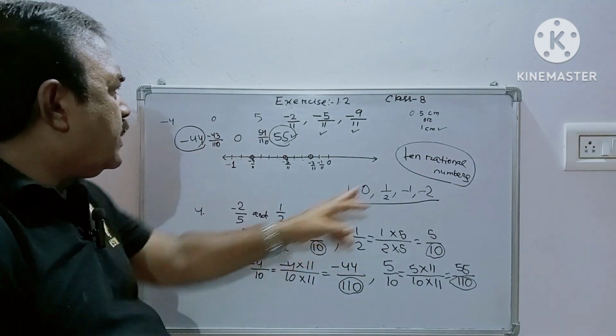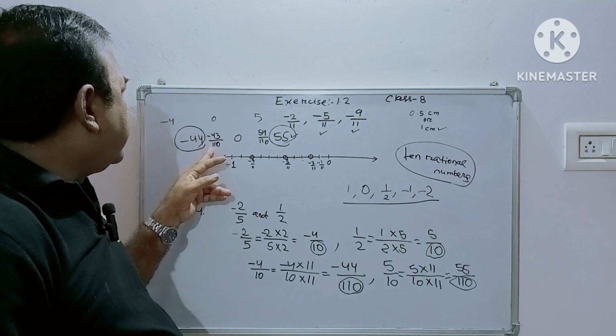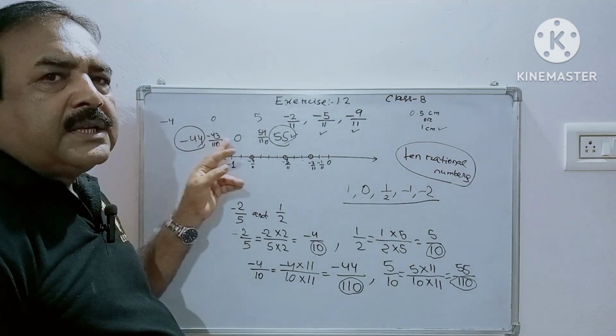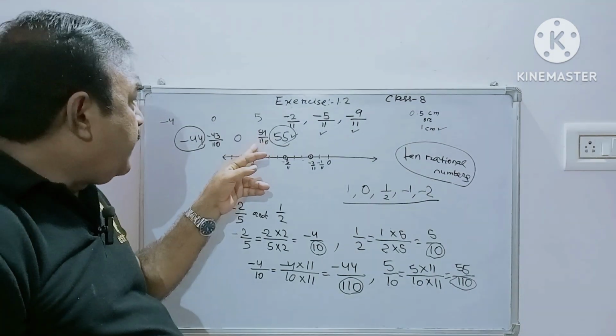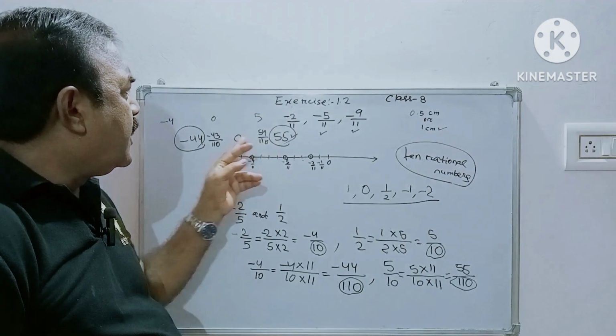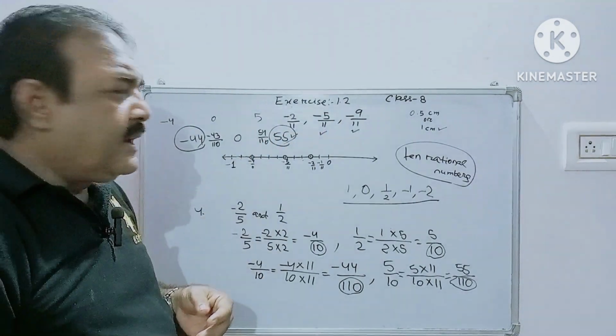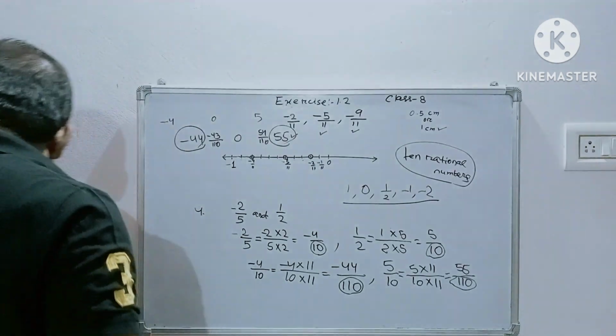So there are so many numbers. You only have to find 10 rational numbers. It depends on you. Either you move from minus 43 upon 110, minus 42 like this, or when you know the range, you may write 1 upon 110, 2 upon 110, 3 upon 110, up to 10 upon 110. Like this, you can do easily. Okay?